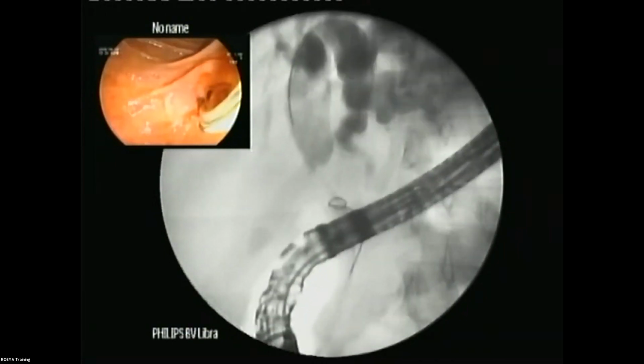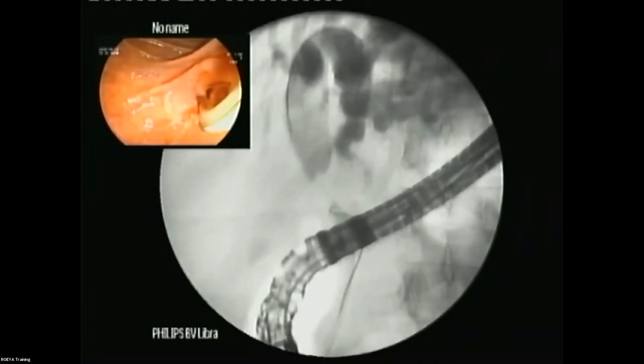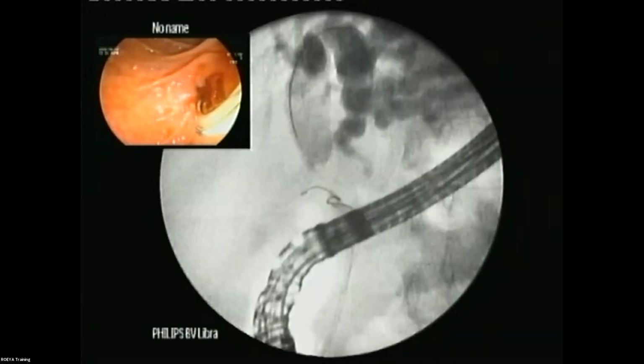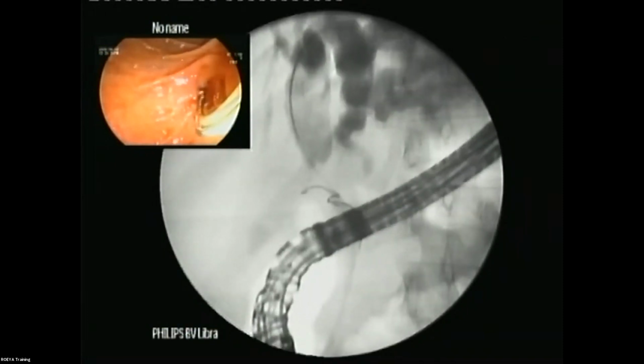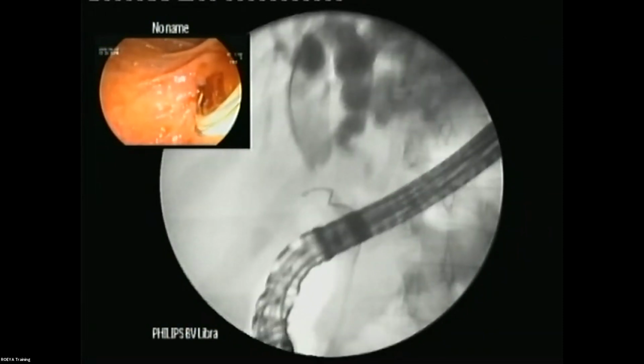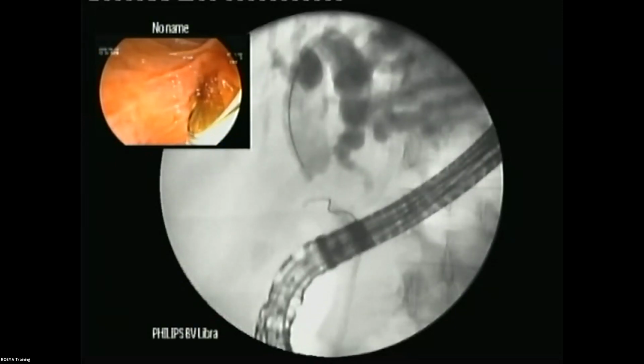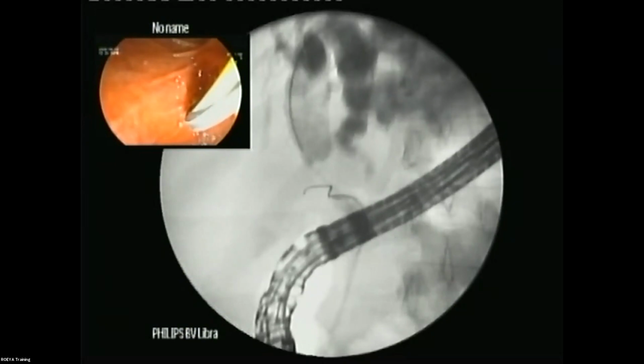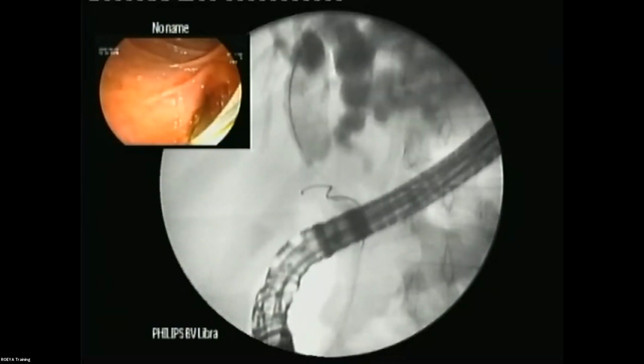And usually when I get a patient who has Bismuth 3 or 4, I usually counsel him to start with a PTD. But in some cases, the patient just really doesn't want to have a drain outside, doesn't want to do the PTD. And only in these cases I tell him, okay, we can start with an attempt of ERCP.